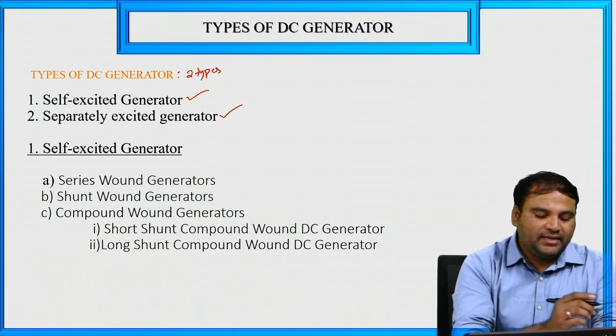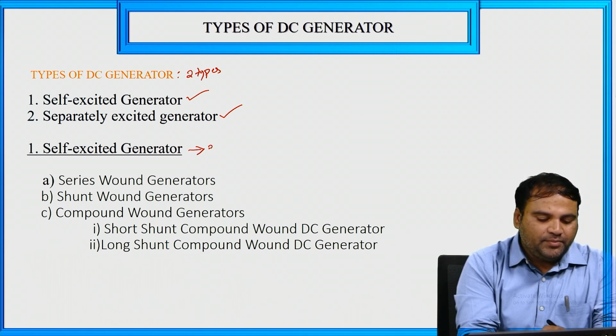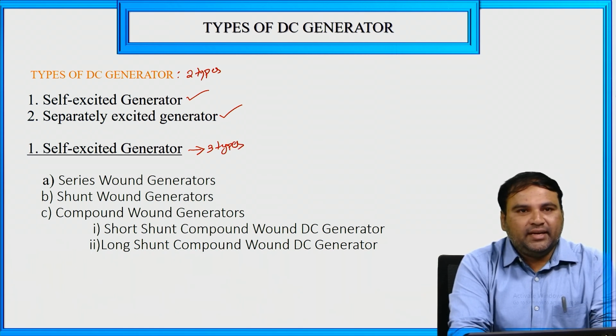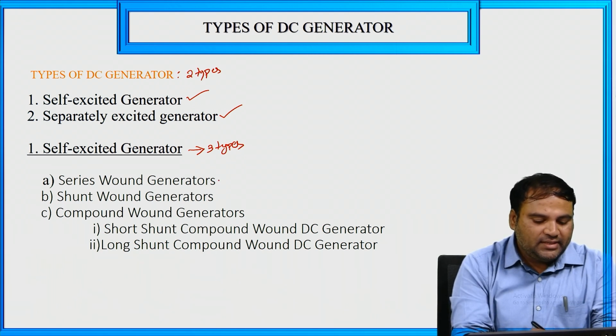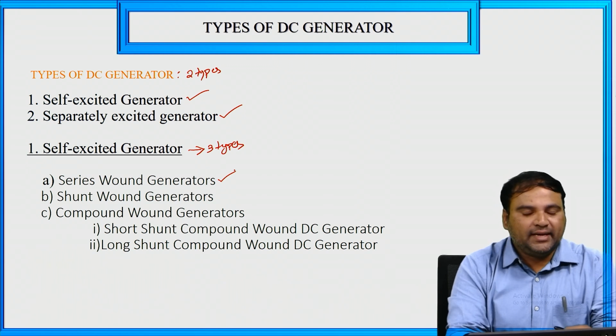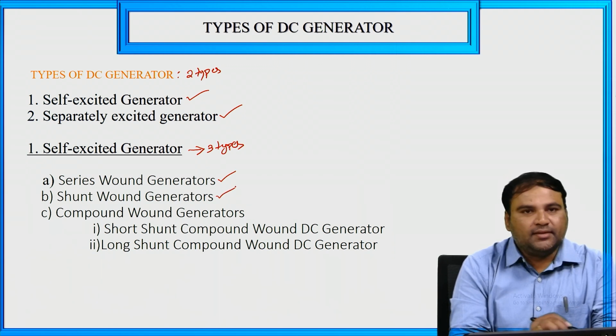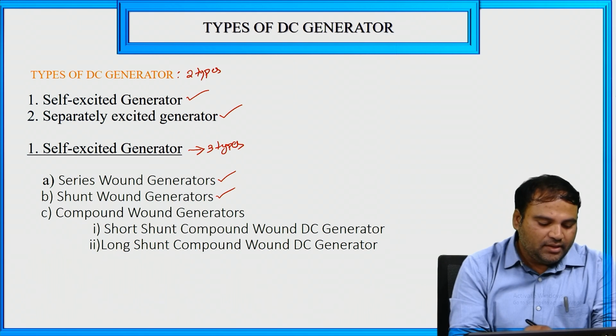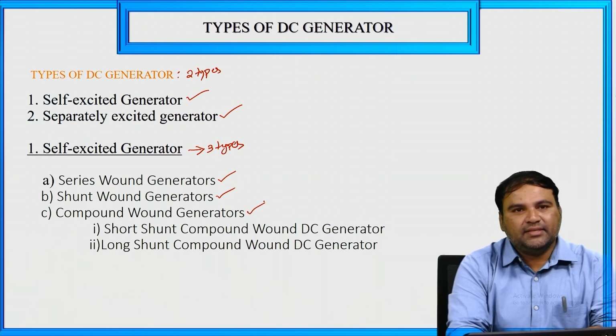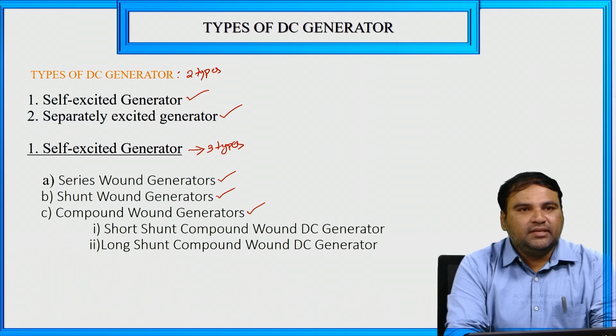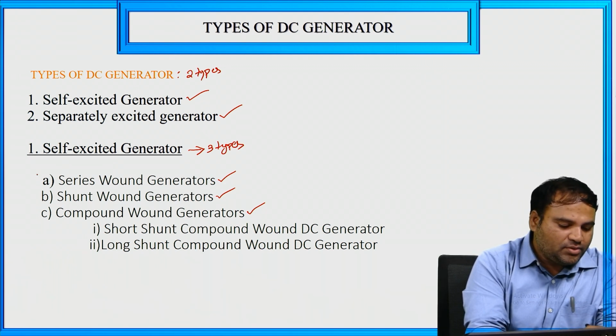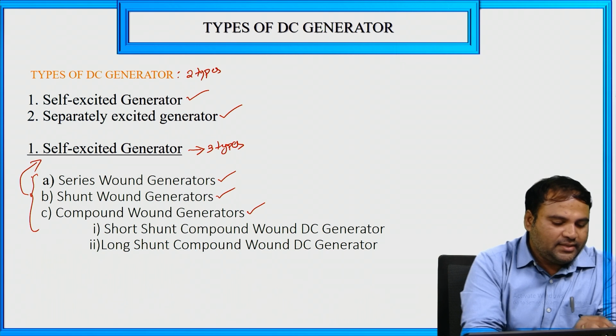The self-excited DC generator is classified into three types. The first type is the series wound DC generator, the second type is the shunt wound DC generator, and the third type is the compound wound DC generator. These three belong to the self-excited DC generator.